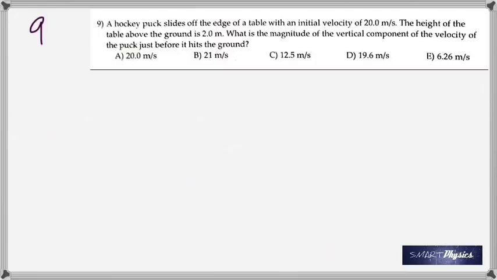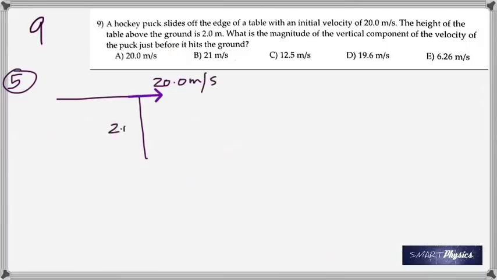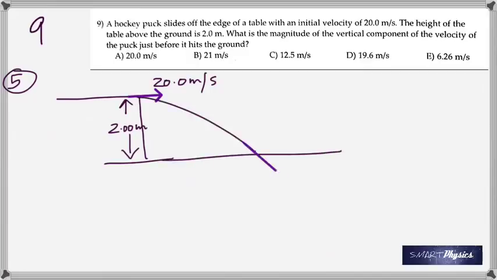Number 9, it's similar. It's the same question as before, only what you've got to find is different. The hockey puck sliding off the edge of a table. Remember that question? Here it says, what is the magnitude of the vertical component of the velocity just before it hits the ground? We did this yet again. We just need to find the vertical component.